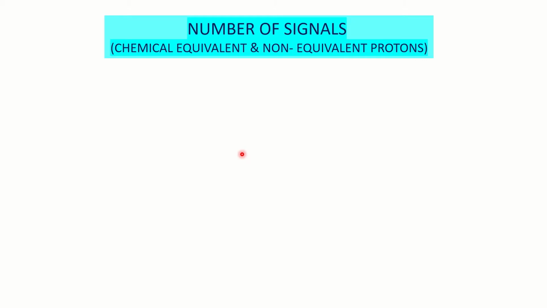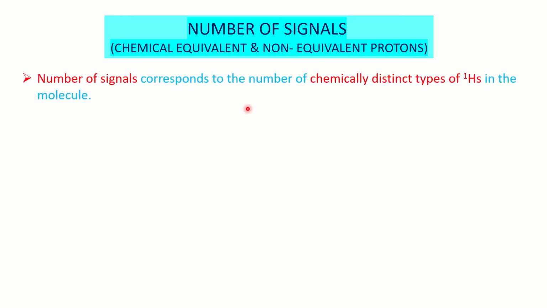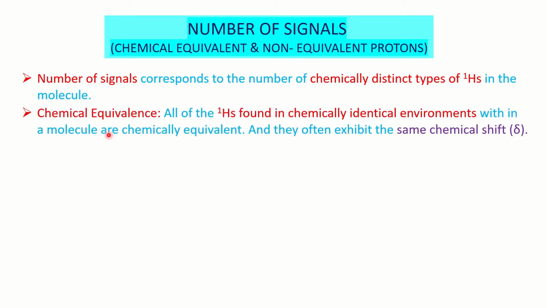Number of signals, first of all, depends on the chemically non-equivalent protons. So for that we'll see first what a chemically equivalent proton is. Chemically equivalent protons means the protons which are in the same chemical environment and will show you the same signal and give you the same chemical shift value.